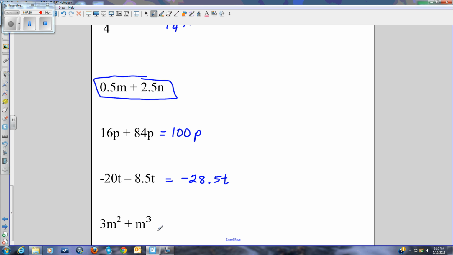3m to the second plus m to the third. Those are unlike terms because the powers are not the same on the variables. So this is as simplified as we can get it.